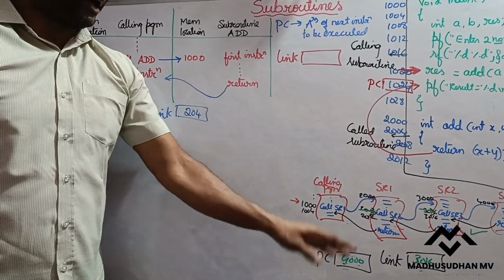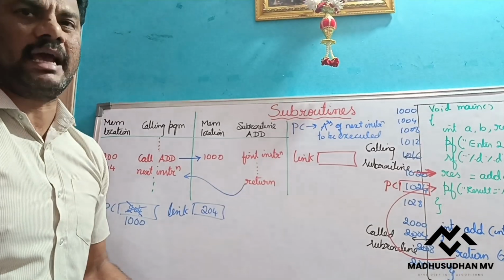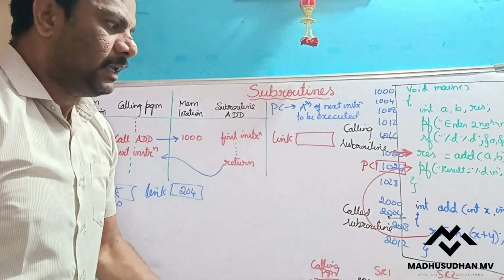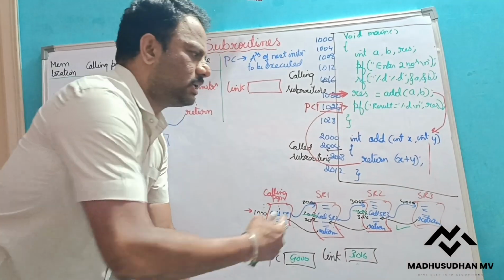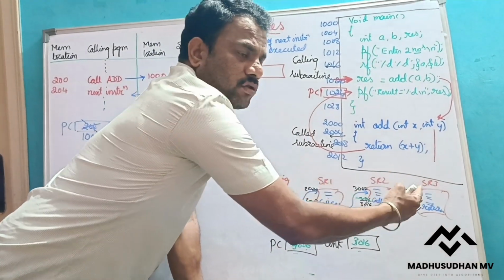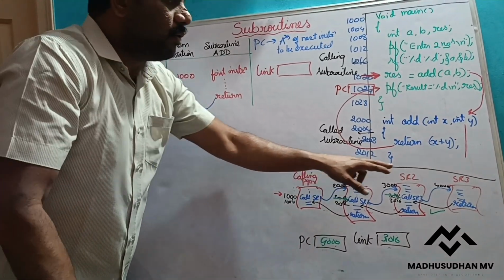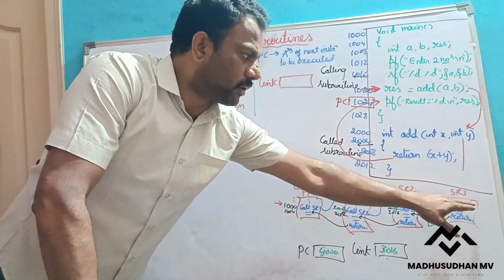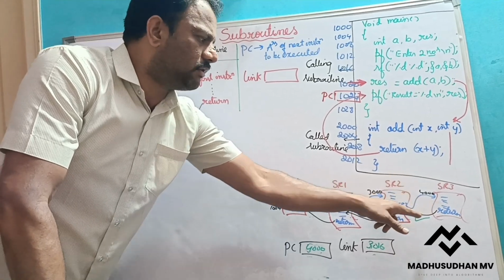So now what to do? For that, we go for one more data structure called stack. Why do we need a stack? See, which is the last subroutine called? The last subroutine called is subroutine 3. Which is called first? This subroutine is called first. So from here we are coming back first; whichever we call last, that will return first.